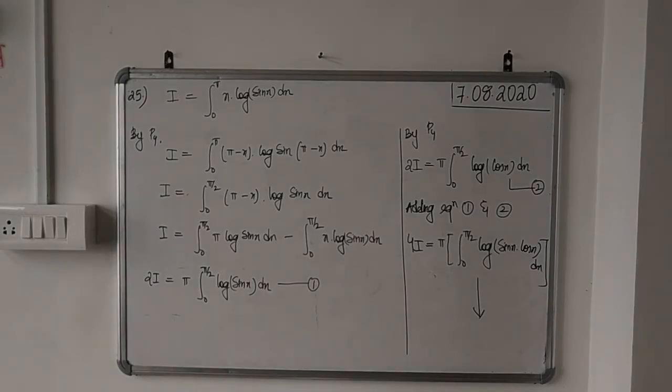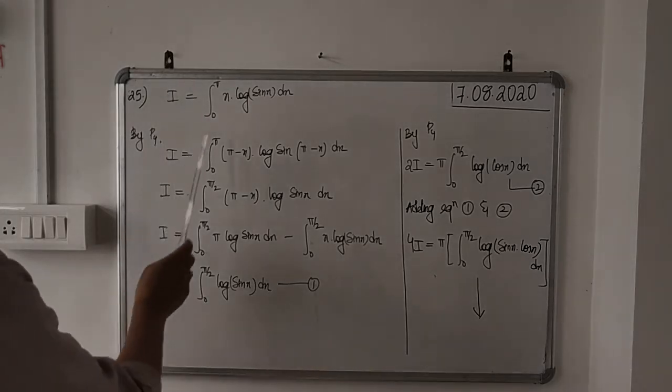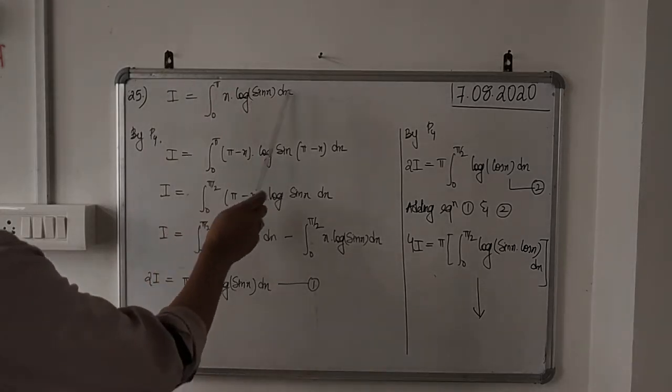And the last sum of the exercise, half of the sum I've done out here, and the rest you'll complete yourself and take it as your assignment. The question is I is equal to the integral from 0 to pi of x log sin x dx.